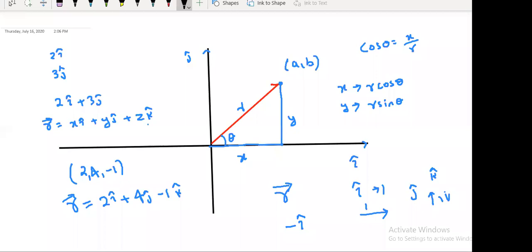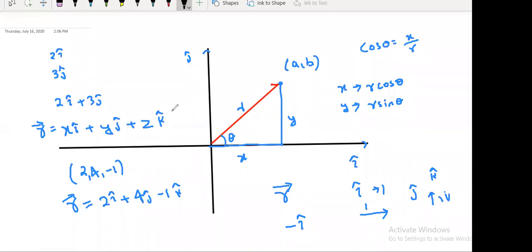It's not z cap, it's k cap. Just as z represents the value of z, direction is represented by i cap. r vector is equal to x i cap plus y j cap plus z k cap. So z is your value and k cap is used to represent the z axis.